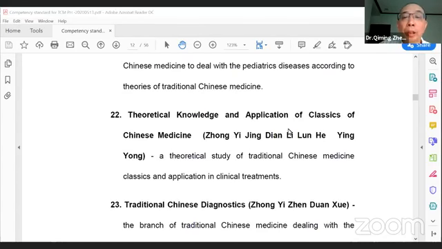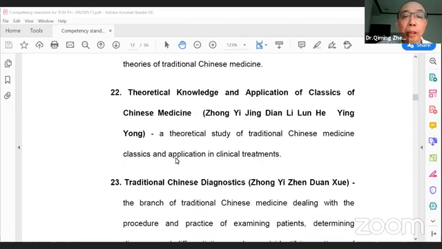Theoretical knowledge and application of the classics of Chinese medicine. Here, I would like to explain to everyone: Chinese medicine theory comes from the theoretical knowledge we call the classics of Chinese medicine. There are four major classics. They guide us until right now, for the treatment and for the diagnosis. So as an advanced part of the theoretical knowledge, we include this in this competency.